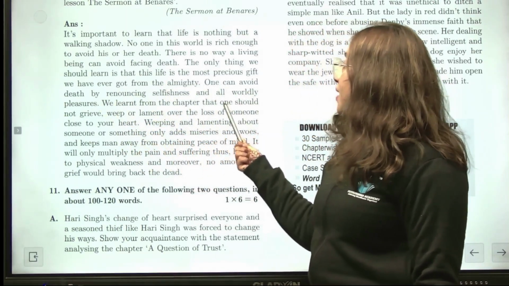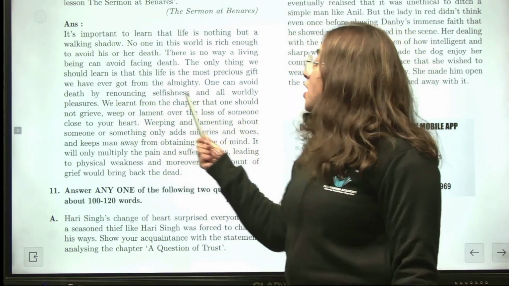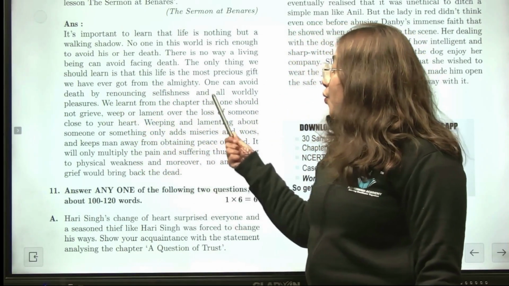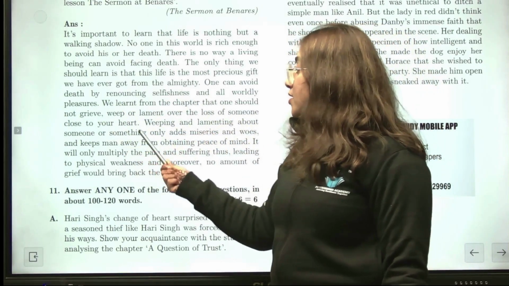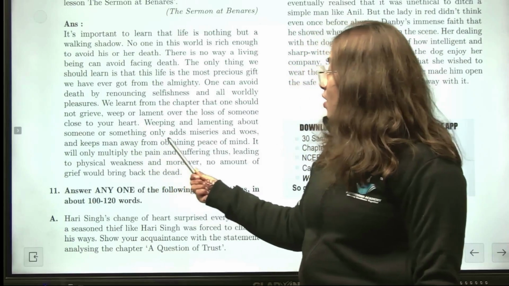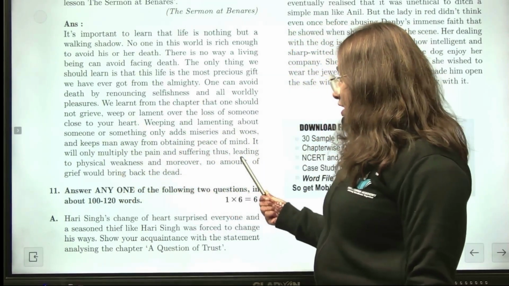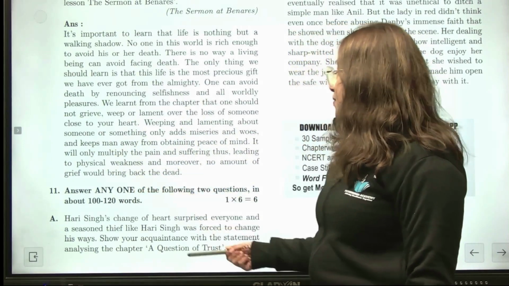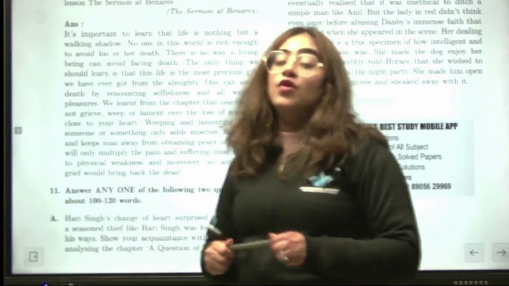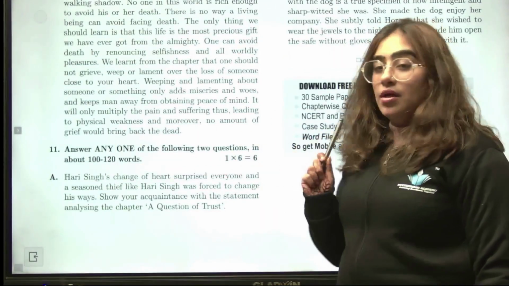We learn from the chapter that one should not grieve, weep, or lament over the loss of someone close to your heart. Weeping and lamenting about someone or something only adds miseries and woes and keeps man away from obtaining peace of mind. It will only multiply the pain and suffering, thus leading to physical weakness, and moreover, no amount of grief would bring back the dead. Clear?